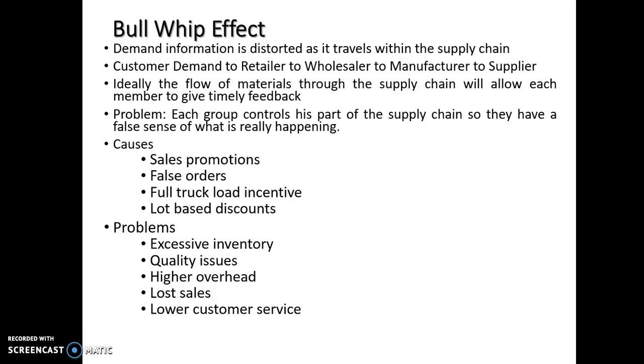As a lot-based example, I may only need 12,000, but in order to get the discount, I have to order 15,000. I may only need 16,000, but I don't want to order 15,000 in one. It would be more efficient per piece to order 20,000. That impacts the perception of demand, since my true demand was only 16,000, but I ordered 20,000. So now, up and down the supply chain, all of the parties think that the true demand is really 20,000, and they have a false sense of what the actual demand is. This causes excessive inventory, quality issues, higher overhead, lost sales, and lower customer service.